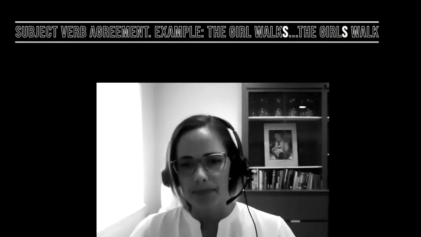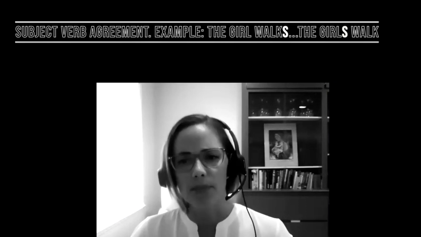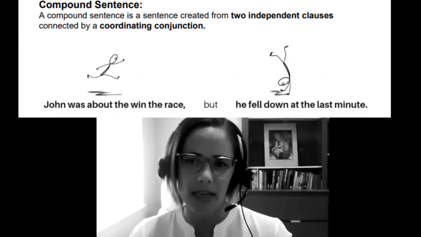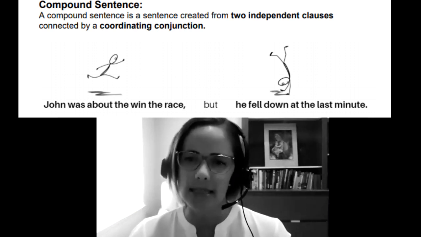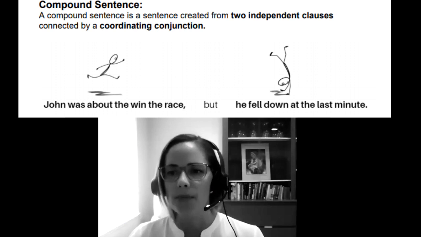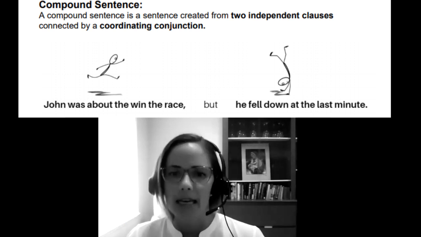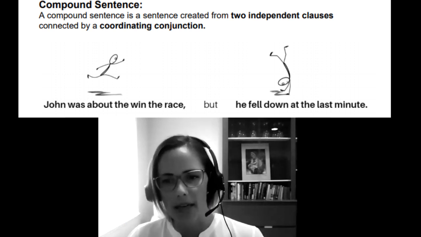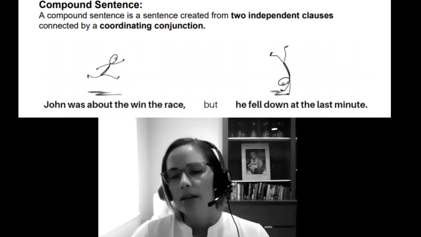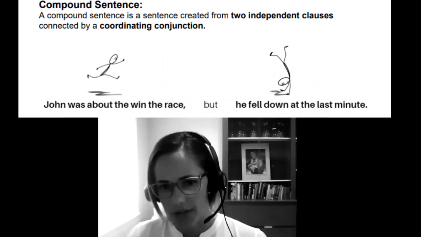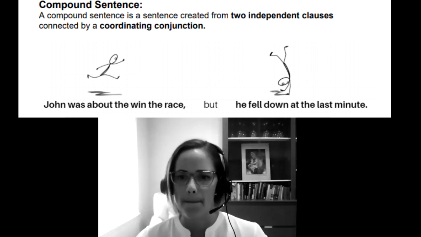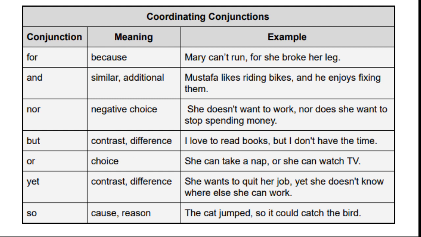Let's move on. After you conquer the simple sentence, the next type of sentence you'll master is the compound sentence. A compound sentence is a sentence created from two independent clauses connected by a coordinating conjunction. Let's look at the different coordinating conjunctions. We have for, and, nor, but, or, yet, and so.